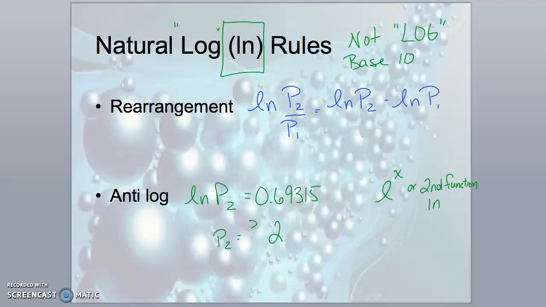And the other thing is when we're trying to solve for P2, a second pressure, and we finally get down to the end, we've got the natural log of P2 equals 0.69315. The way we get P2 is we take the inverse log of 0.69315, and that's e to the x. Usually on your calculator, it's going to be the second function with the log button. So be aware of that. These will take a little bit of practice, and you'll be able to solve them. It's an exercise in patience.